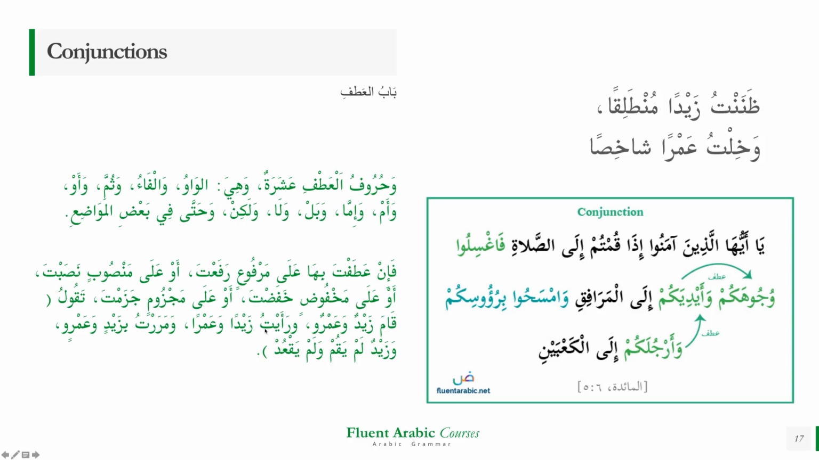وَرَأَيْتُ زَيْدًا وَعَمْرًا. Here Zaydan is mansub. So the ataf on it, which is Amr, is also mansub. وَمَرَرْتُ بِزَيْدٍ وَعَمْرٍ. If it is majroor or makhfudh, it is the same. The ataf follows the i'rab. وَزَيْدٌ لَمْ يَكُمْ وَلَمْ يَقُدْ. This is an example for the state of jazm.